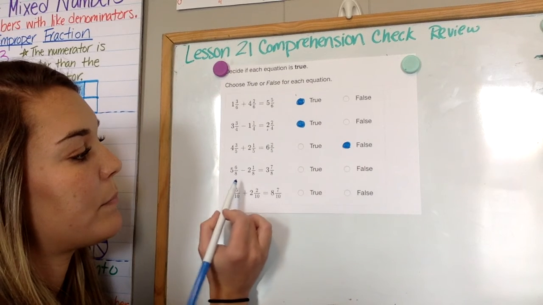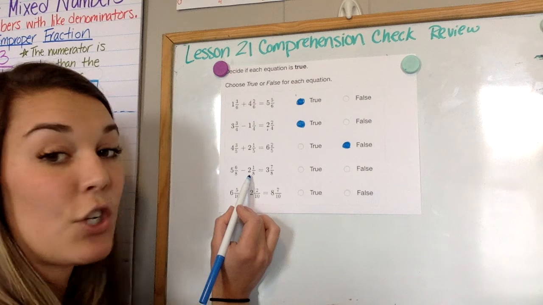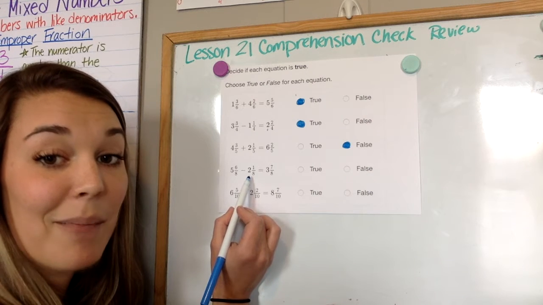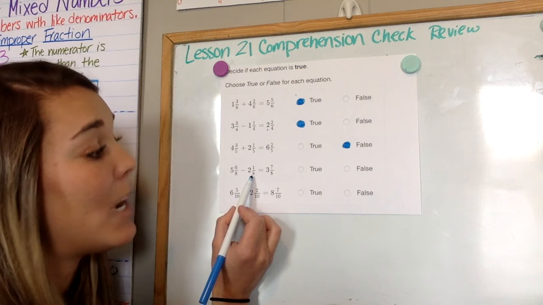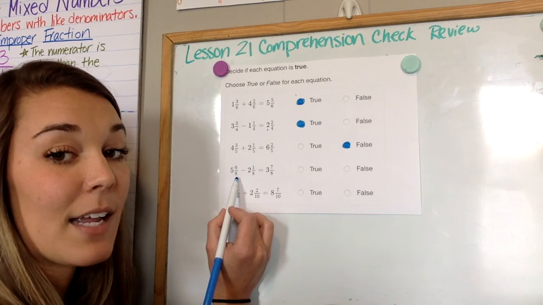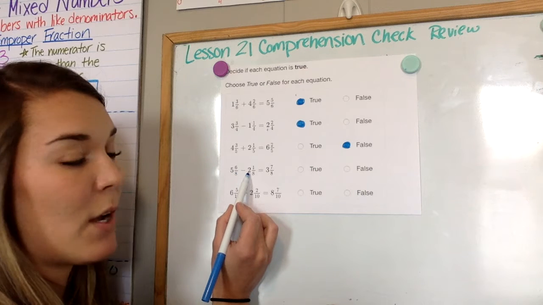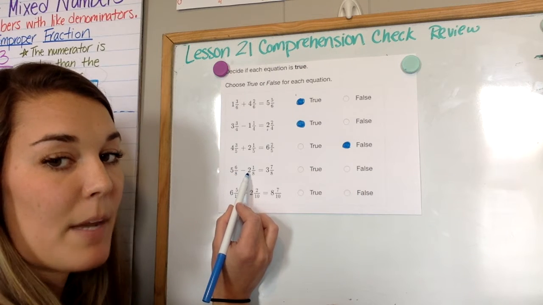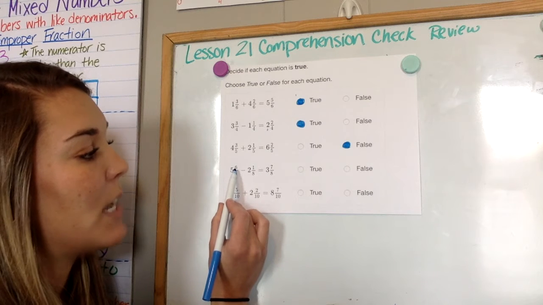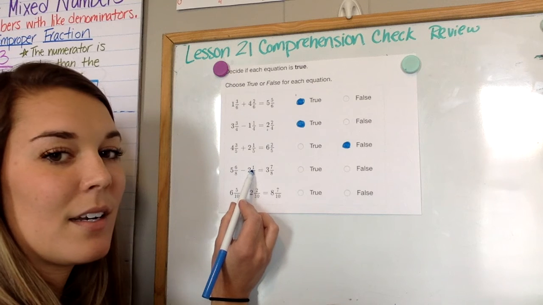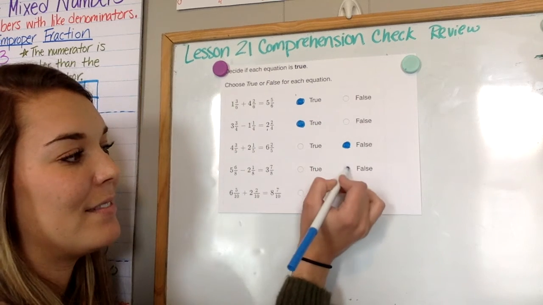2 more. 5 6/8 minus 2 1/8. I'm lucky again because I don't need to make improper fractions because I can take 1/8 away from 6/8, right? So I have 5 minus 2 as my whole numbers. 5 minus 2 is 3, so they got that right. And then I'm going to subtract my numerators. 6 minus 1 is 5. They have 7. That's false.